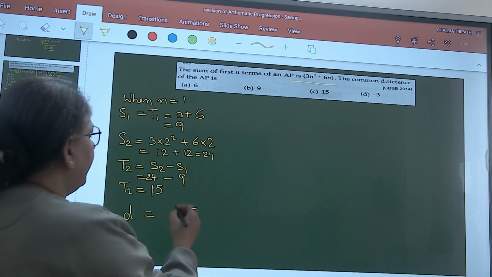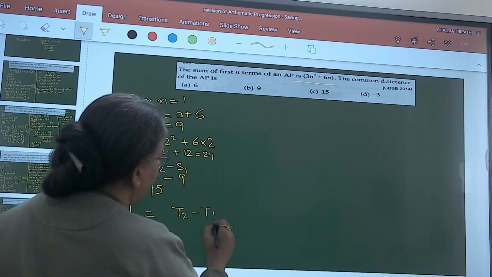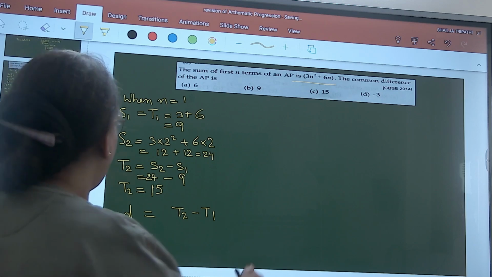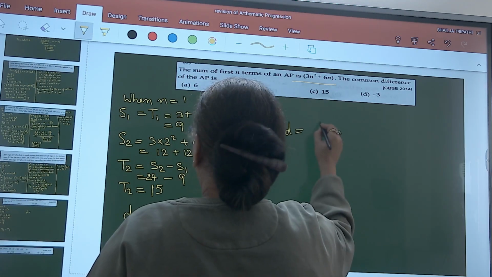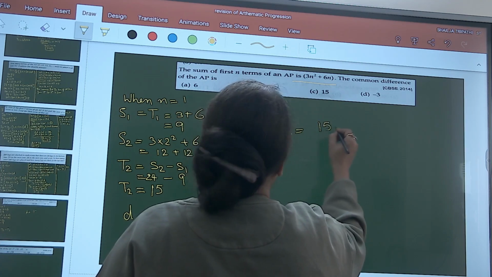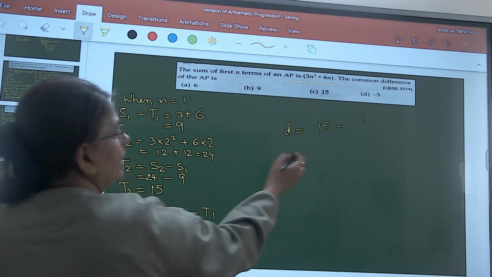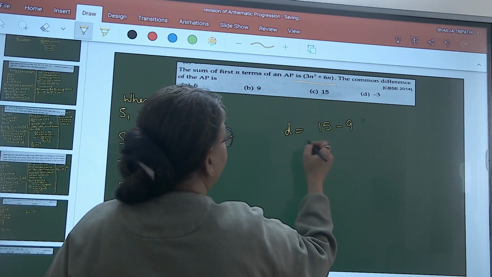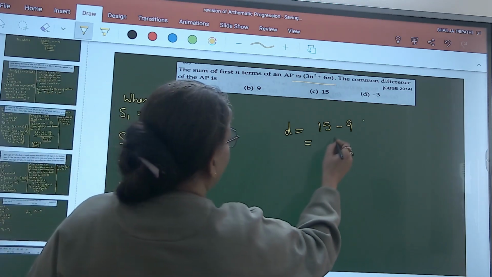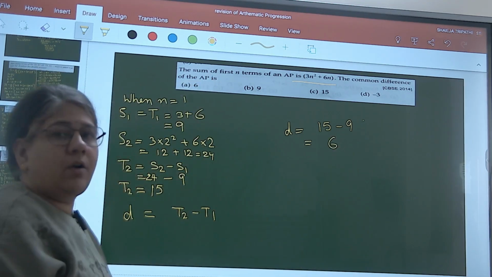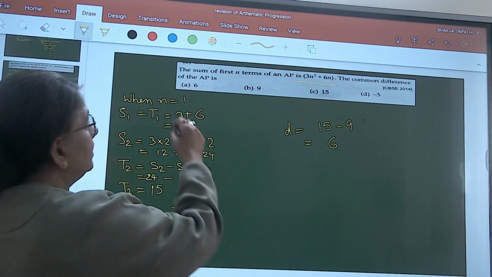And you have to tell the common difference D. So D will be T2 minus T1. So D will be, T2 is 15 minus, and T1 is 9. So 15 minus 9, you get the answer 6. So our option A is correct. This is correct.